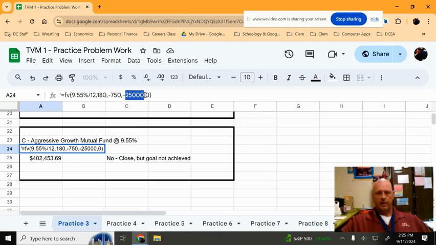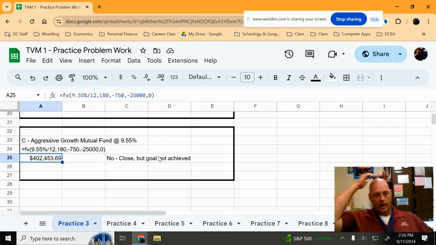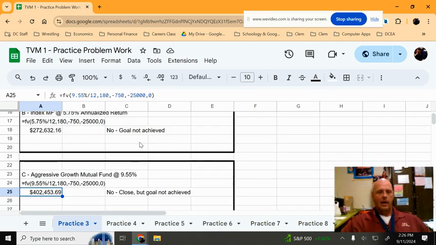I started with $25,000. I'm close. Okay, I'm at $402,000, which is close to 500. I don't know why 500 was the magic number. That doesn't really matter. $500,000 was my goal. I do not reach my goal with any of these three options.